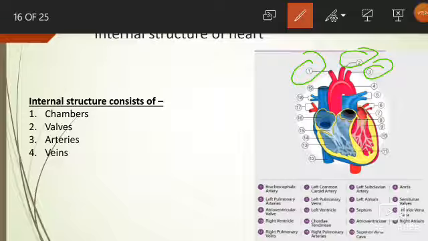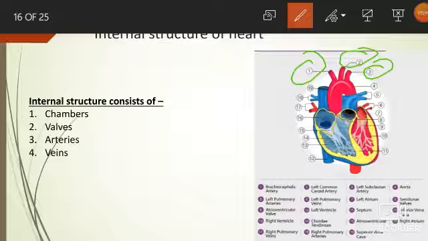In brachiocephalic artery, the word brachio stands for hand and the word cephalic stands for head region. So the brachiocephalic artery carries oxygenated blood to the hand region and head region. Left common carotid artery carries oxygenated blood from the neck region to the head region. Similarly, left subclavian artery also carries oxygenated blood from the base of the neck to the brain.